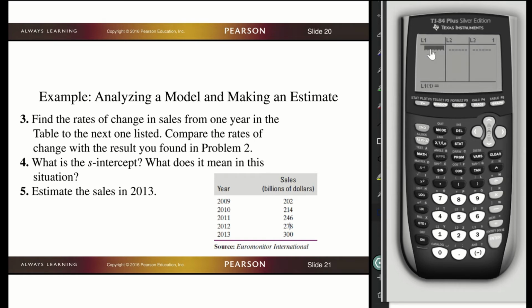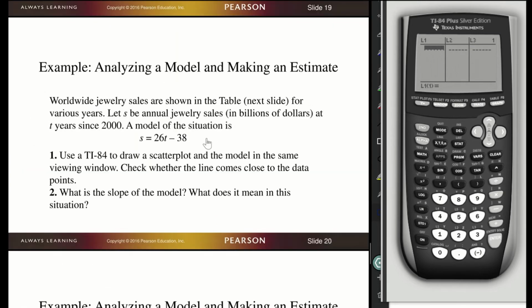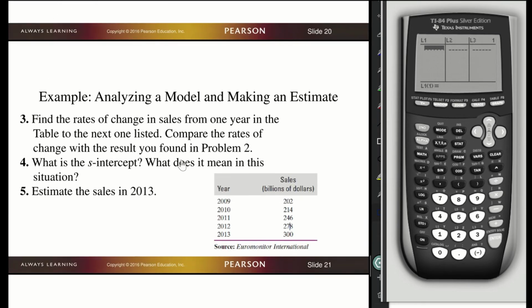So here we're going to enter our list, and remember here we're going to put in not the year but the number of years since 2000 as instructed. That's what T will be, right? So for the first value of T we're going to put 9, and then 10, 11, 12, 13, and that's all there is for our first list.